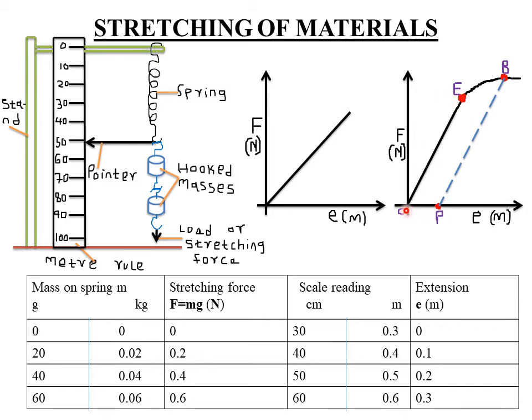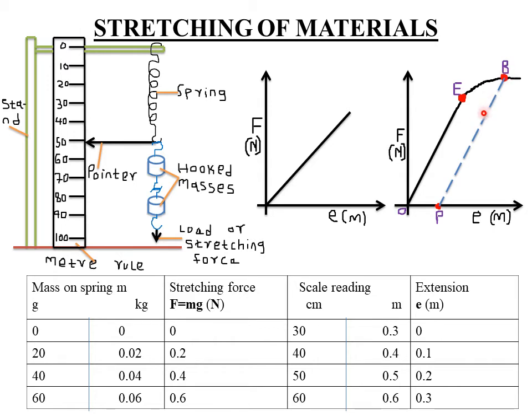So OP, this is the position from O to P, is representing what we call permanent stretching, or permanent extension of the spring. Then point E is called the elastic limit. That is, elastic limit is a point beyond which further extension causes permanent extension or permanent deformation. So point E is called the elastic limit, and point B, which is beyond the elastic limit, we call the yield point. That is yield, spelling is Y-I-E-L-D, the yield point.